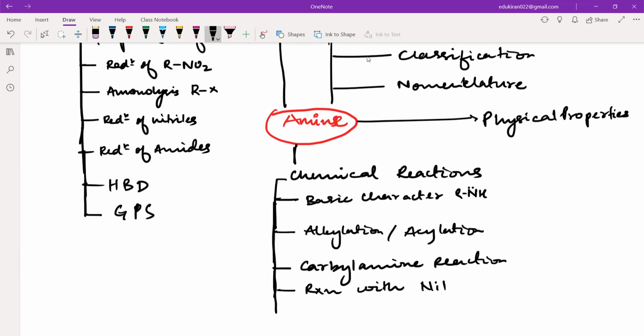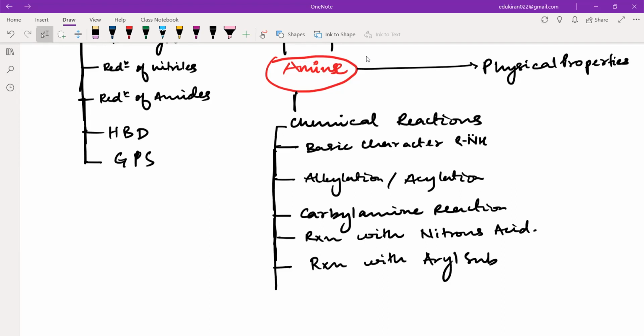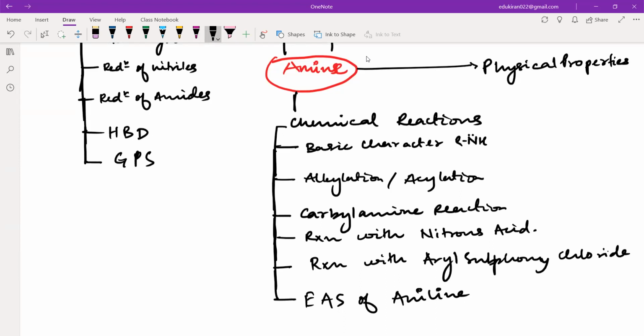What is nitrous acid? HNO2. You remember? Yes, nitrous acid. Then you have reaction with aryl sulfonyl chloride. Last, you have the electrophilic aromatic substitution of anilines, that is benzene in which you have an NH2 group attached.